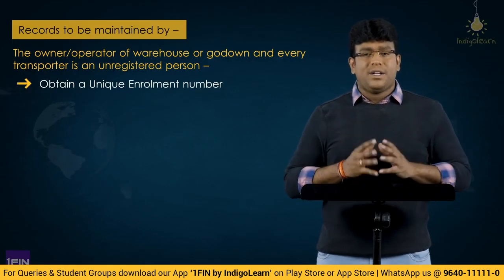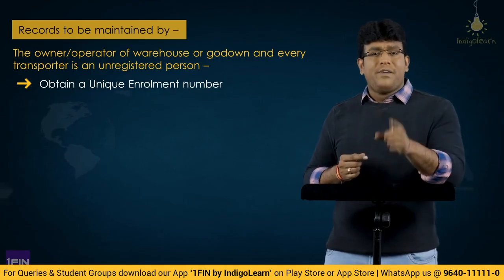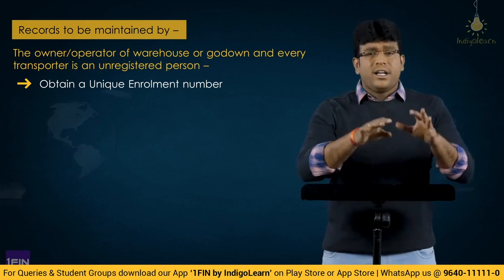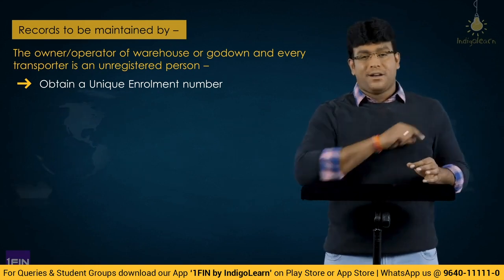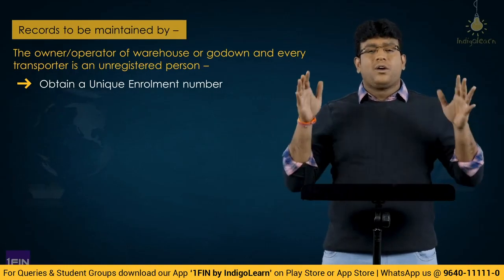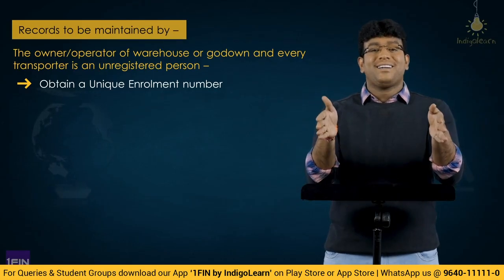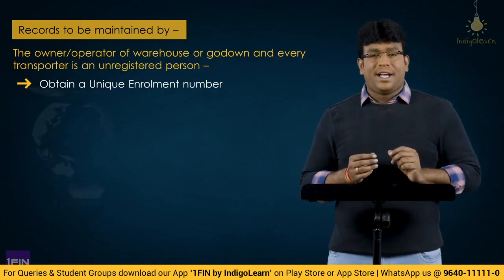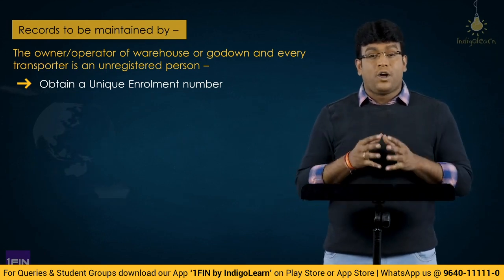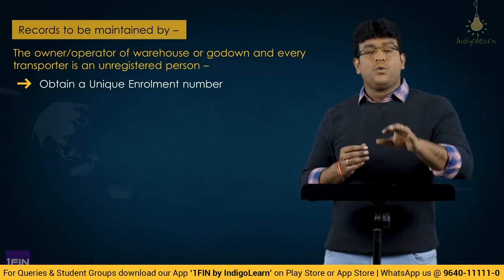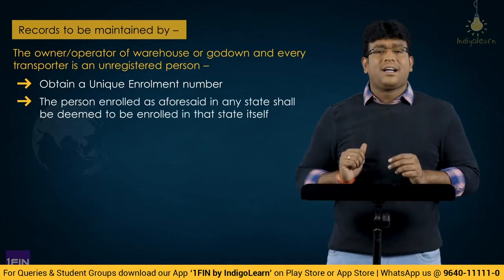So the idea of the government is very simple. My dear operator of warehouse or godown owner, warehouse owner, very good. If you are not registered, we are okay. But we want you to obtain a unique enrollment number, because we want to trace where the godowns are, where the warehouses are, because that is the place where the stock is kept. Now, one interesting point here is that the unique enrollment number is not common across India. For example, if a unique enrollment number is obtained in Karnataka, it is valid only in the state of Karnataka.